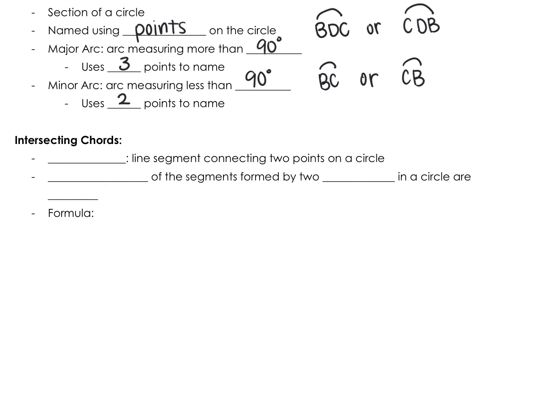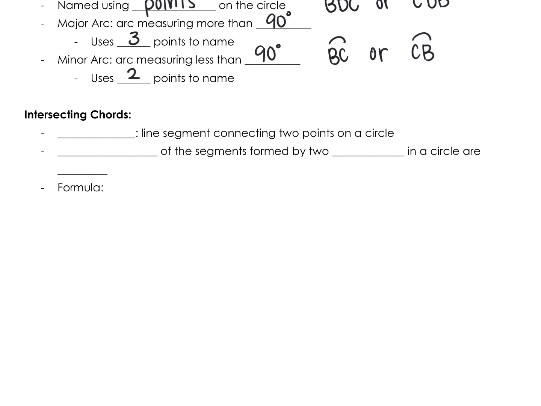Now we're going to talk about chords, specifically chords intersecting inside a circle. So a chord is a line segment connecting 2 points on a circle. So any 2 points on a circle, if I draw a segment between those, it's called a chord. The diameter is a specific chord that passes through the center. So the diameter is technically still a chord. It meets the definition. It is a line segment connecting 2 points.